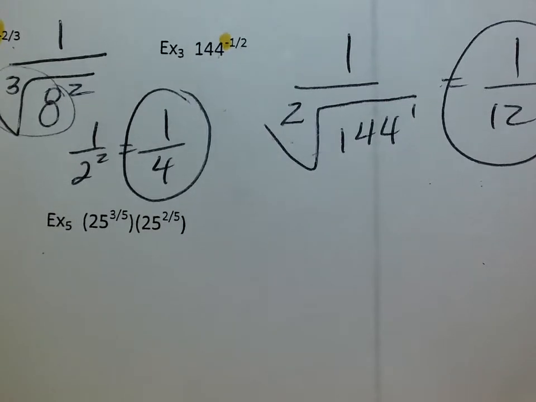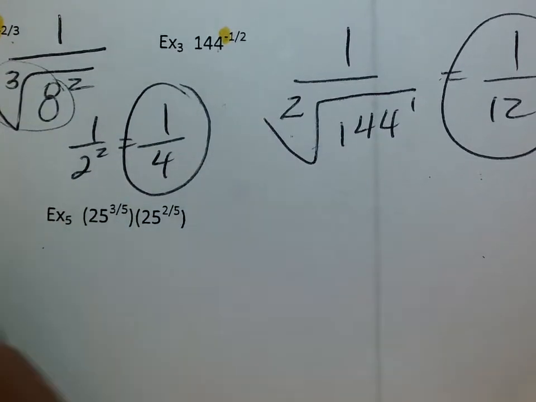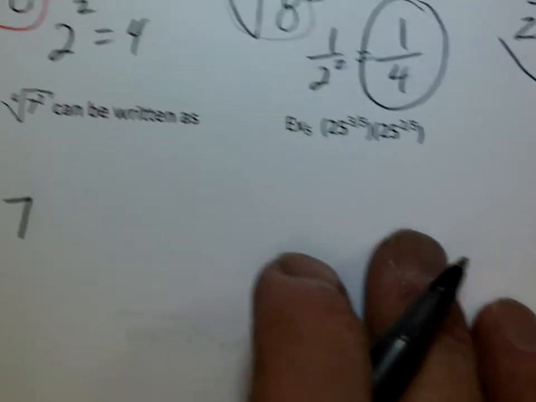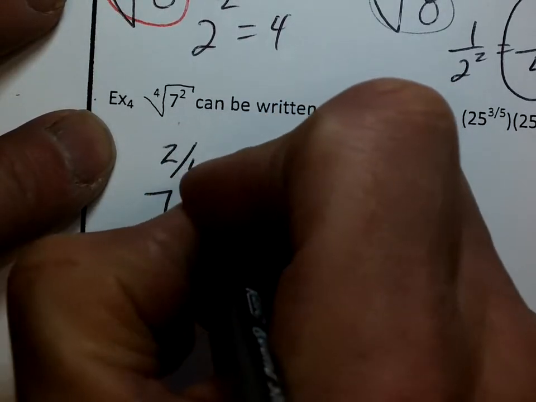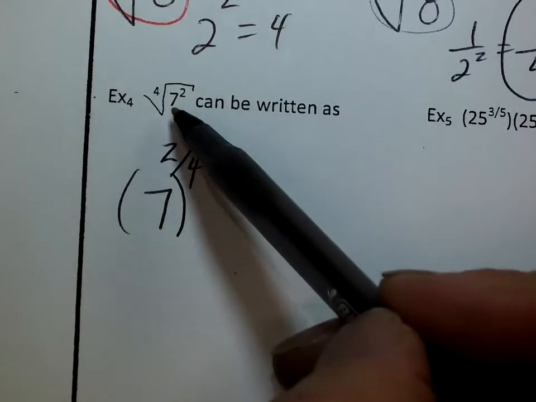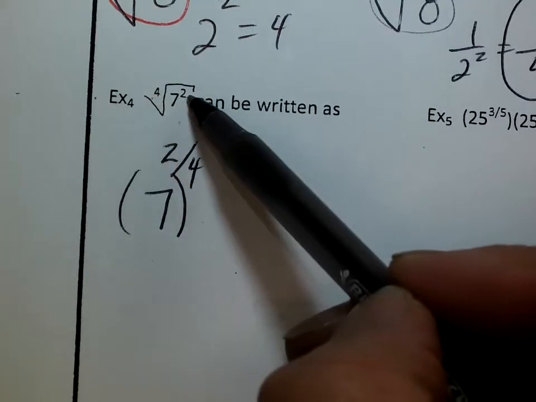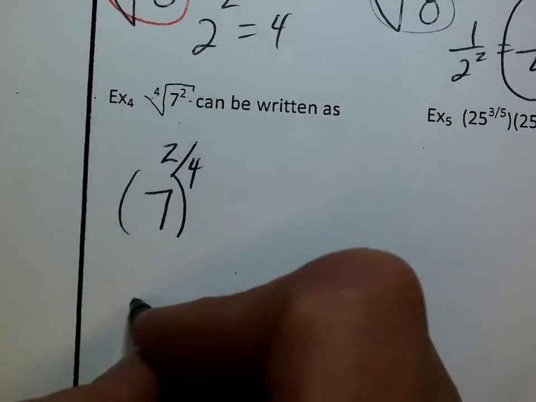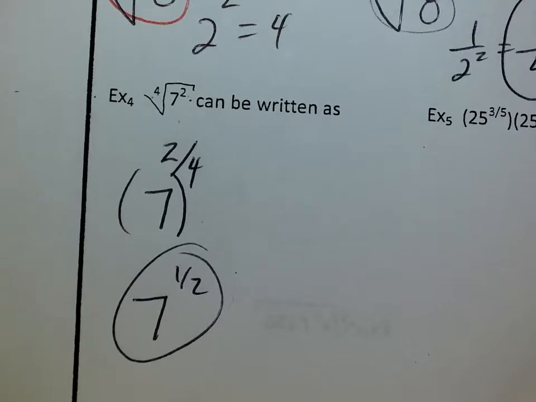All right, now, example 4. Now, this is not so bad. We just want to go ahead and rewrite this in fraction form. So I'm going to rewrite this as 7 to the 2/4 power. There's my fraction. That's my power, and that's my root. Top part of my fraction, bottom part of my fraction. And I could obviously reduce that, make it 7 to the 1/2 power. Okay, that's all I want to do. I don't want an answer. I just want to rewrite it in fractional form, okay?